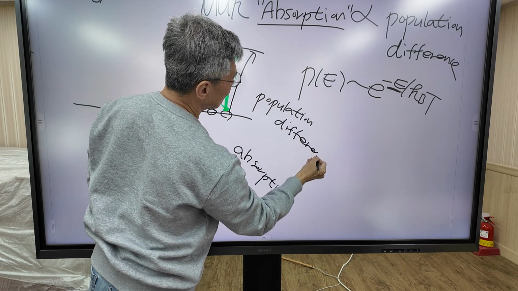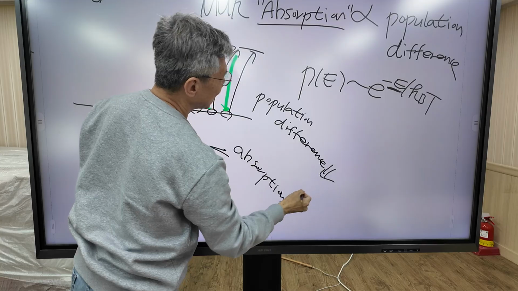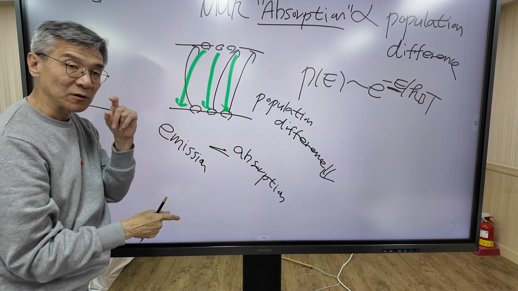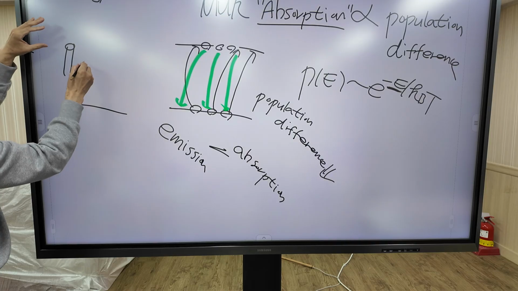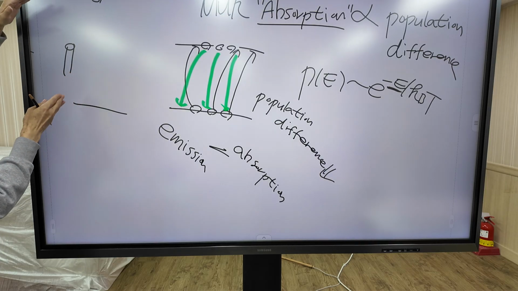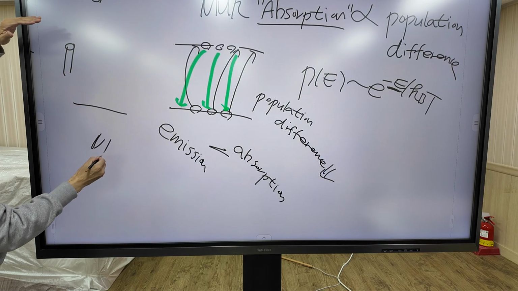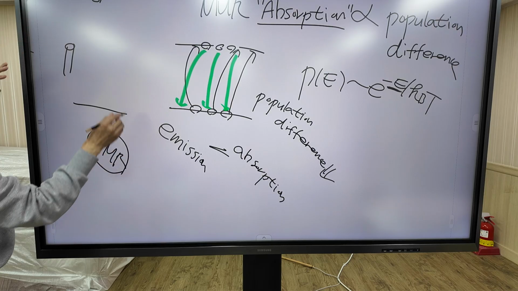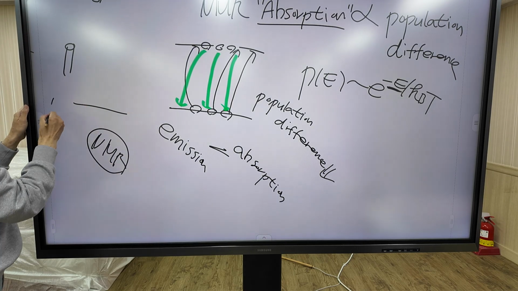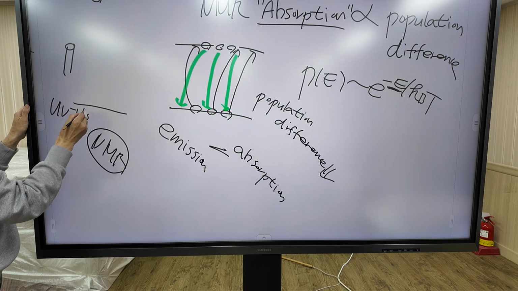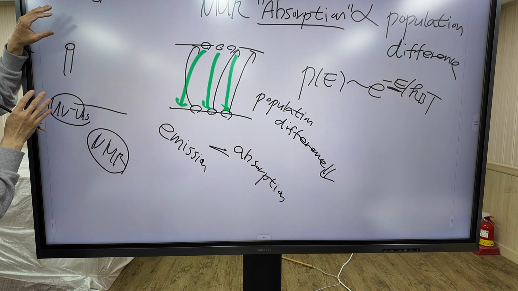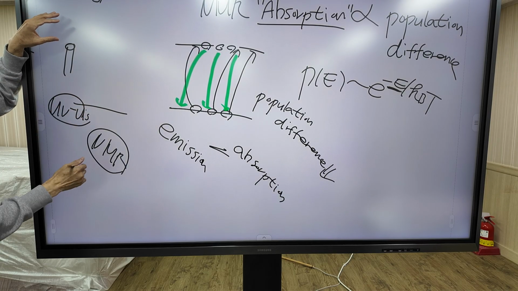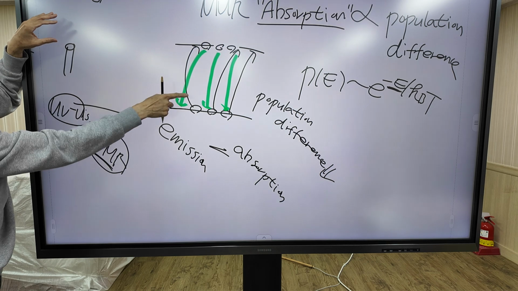So in this case, absorption is very, very small. In this case, the population difference is large, so absorption is large. But NMR corresponds to this situation, while UV-visible corresponds to that situation. So in UV-visible, we have a large absorption cross section. But NMR corresponds to this situation.